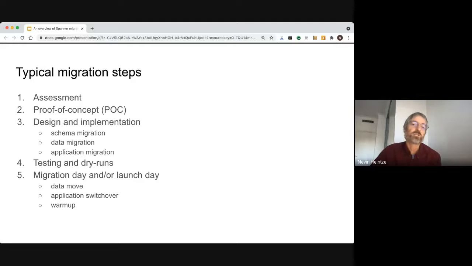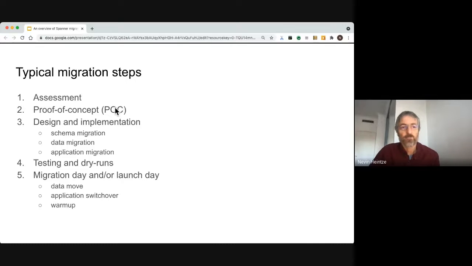Most migrations start with some kind of assessment phase. The goal here is to determine if the target database, in this case Spanner, is likely to be a good fit. Will it provide the necessary functionality? Will it meet the cost performance requirements? How much work will the migration be? What are the biggest risks? What are the biggest benefits?